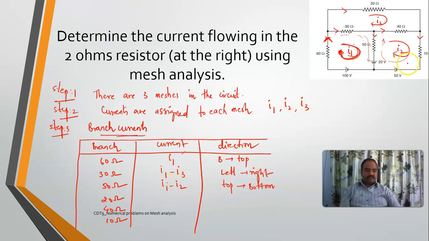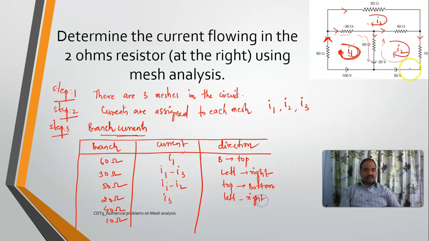Coming to 20 ohms resistor. Where is 20 ohms resistor? This is 20 ohms resistor. How much current will be flowing? So this is I3 current, right? So only one current will be flowing, and that is I3. Then it is flowing from left to right.